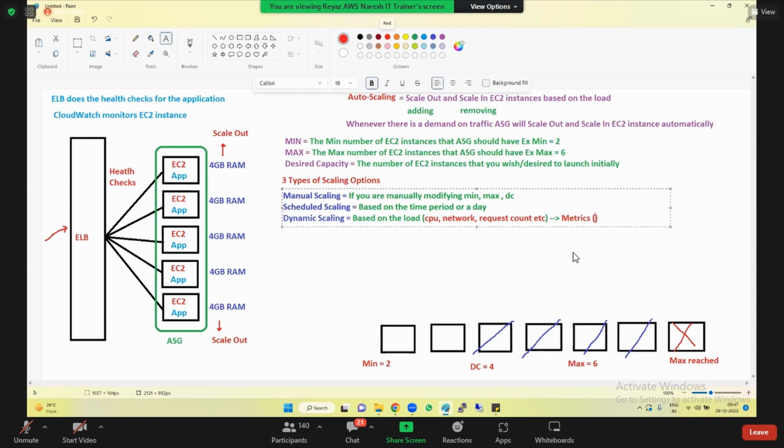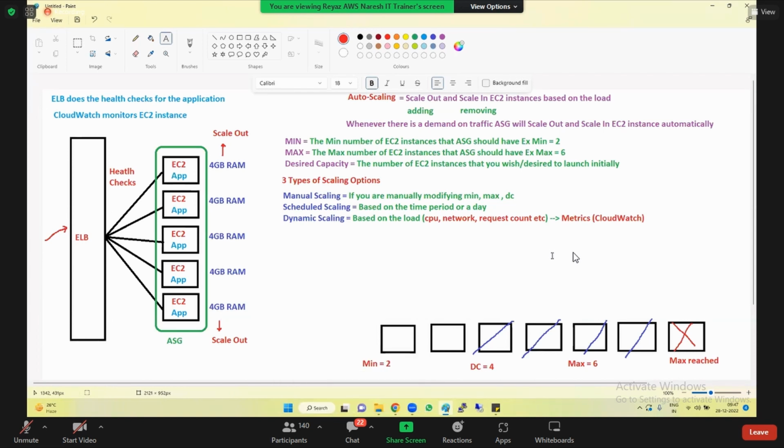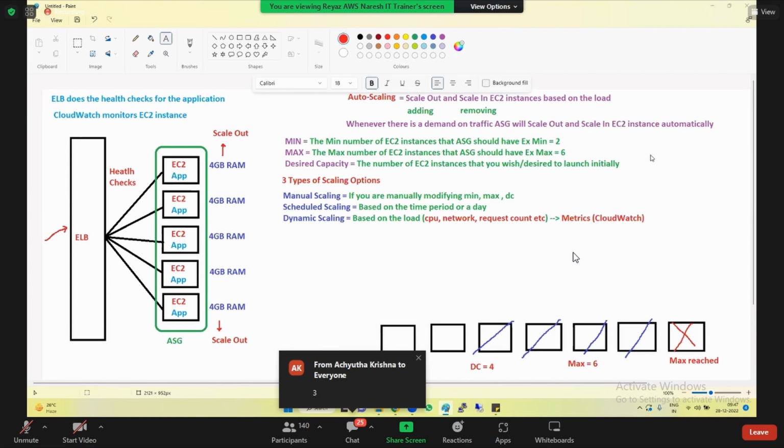All this we can call metrics. This metrics concept will come in your CloudWatch, correct? So we can use these CloudWatch metrics to do this dynamic scaling. Out of the different types of scaling options, which one is suggestible? Excellent. Dynamic is suggestible. Super. Is this clear till here, everyone?